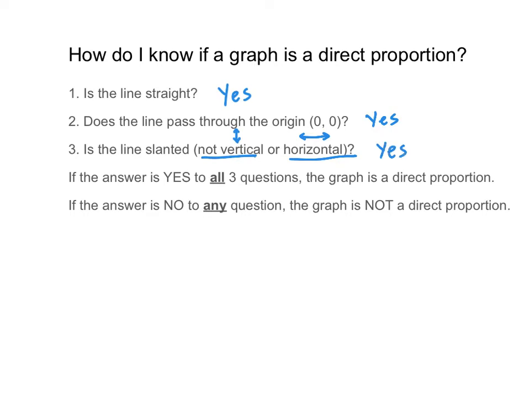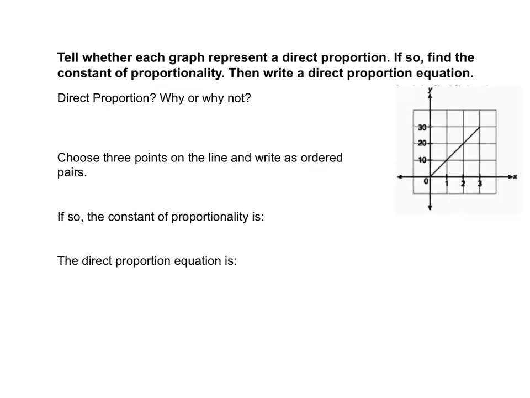So if the answer is yes to all three questions, the graph is a direct proportion. Okay? If any single one of those answers to the questions is no, then it is not a direct proportion. Doesn't matter if two are yes and one is no, all it takes is one no for it not to be a direct proportion.